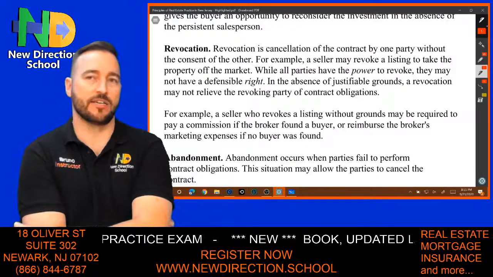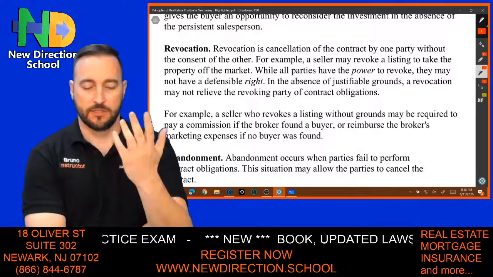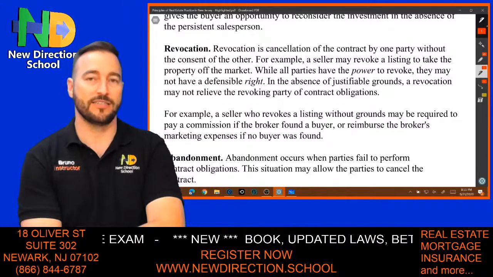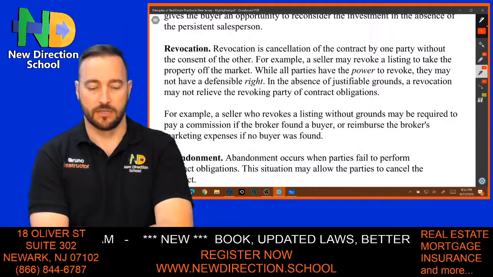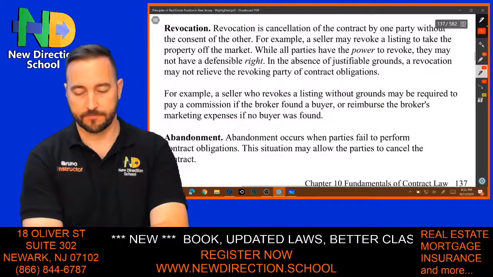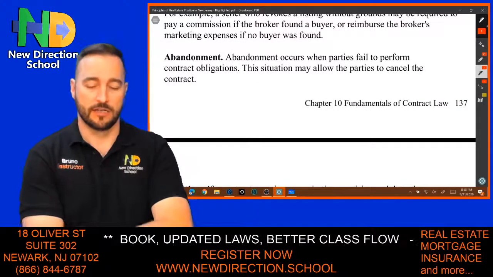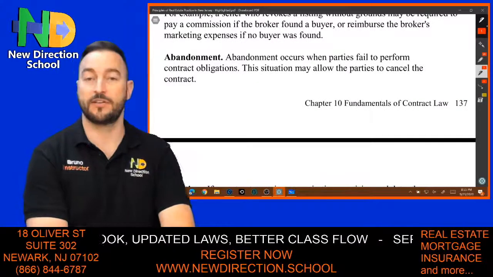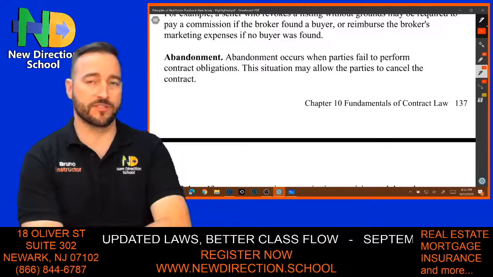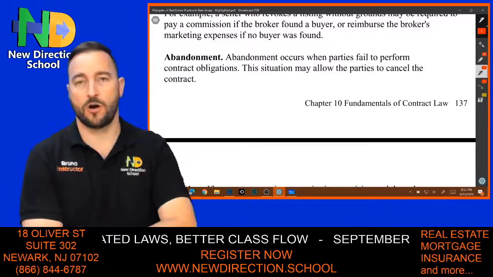Revocation is a cancellation of the contract for whatever reason, but mainly without consent of the other. So that's revocation. There's abandonment, when one of the parties fails to perform the contract. This situation might allow the other party to cancel. So if you didn't do your part, seller, I can walk away.